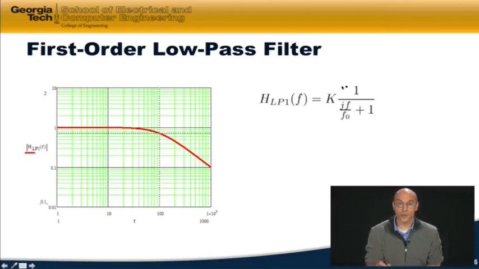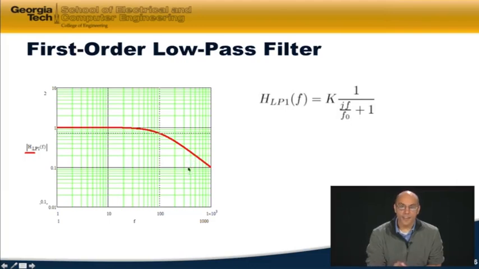Here I've drawn the transfer function in standard form, and we can see that it's a first-order transfer function because the highest power to which f is raised in the denominator is 1, f to the first power. It's a low-pass transfer function because we formed the transfer function by moving the lowest order term of the denominator, the 1, to the numerator. There are two parameters in this transfer function, k, the DC gain, and f naught, the resonant frequency.